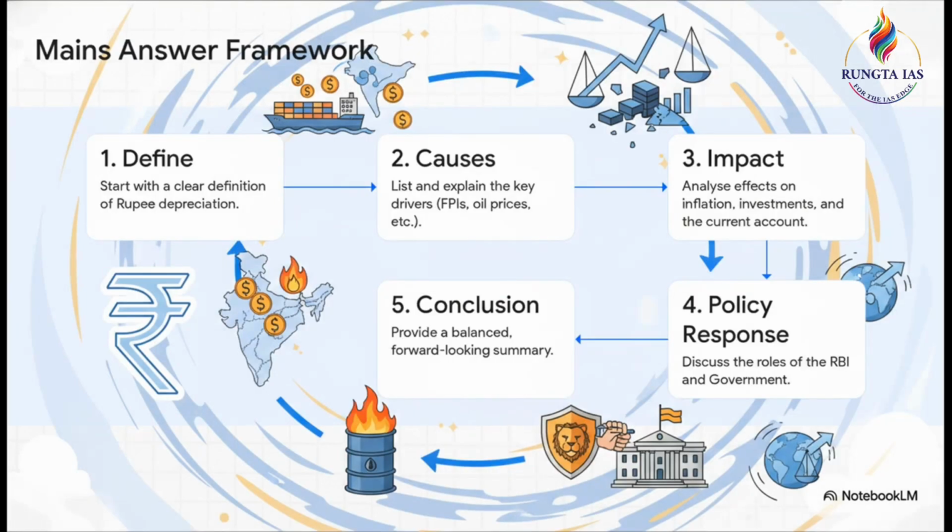Here it is, a 5-step model. It's almost foolproof. 1. Start with a crisp, clear definition. 2. Explain the causes we talked about, the trade deficit, FPIs, oil prices. 3. This is the core. Analyze the impact on everything from inflation to investments. 4. And don't forget this, you must talk about the policy response from the RBI and the government. What are they doing about it? And 5. Wrap it all up with a balanced, forward-looking conclusion. Follow this roadmap and you're setting yourself up for a very good score.